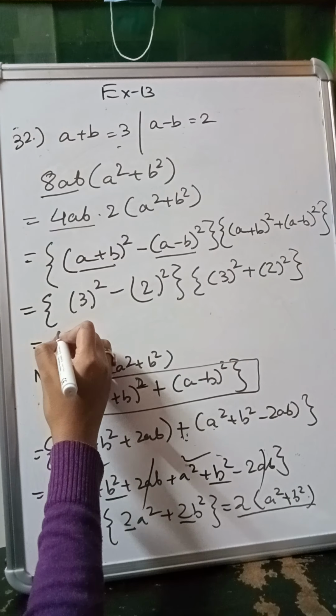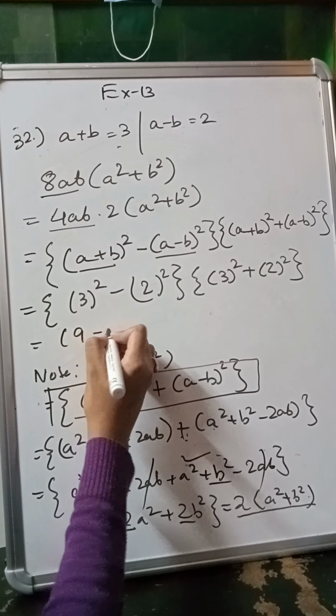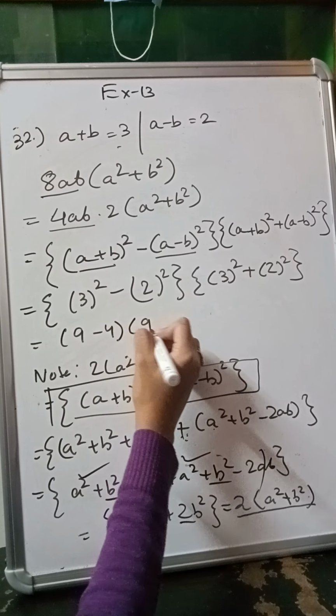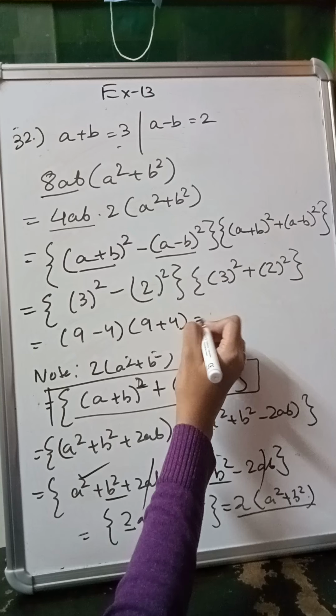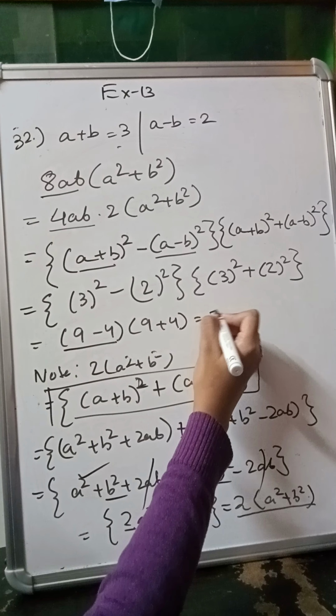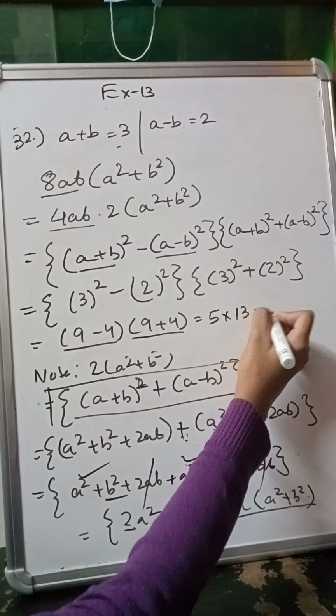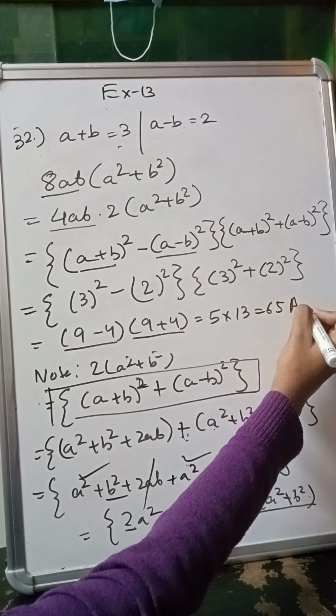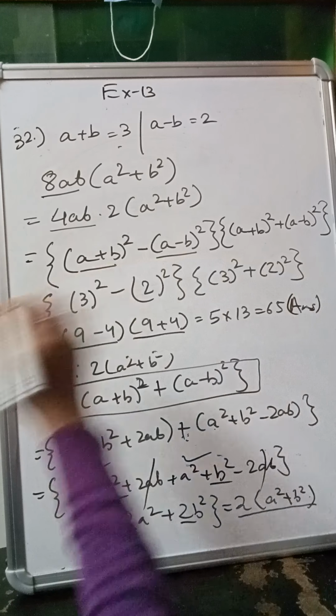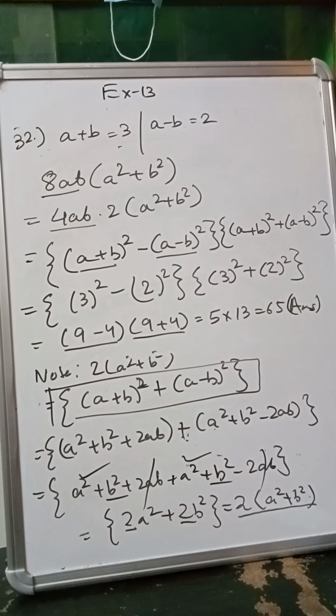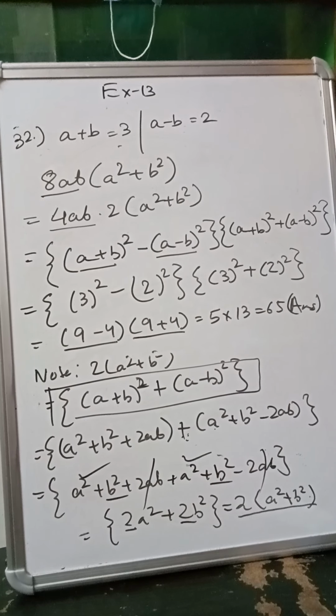Right? So this will be 9 minus 4 and this will be 9 plus 4. 9 minus 4 is how much? It's 5. 9 plus 4 is 13. So my answer is 65. This is my answer. So it is a bit difficult sum.